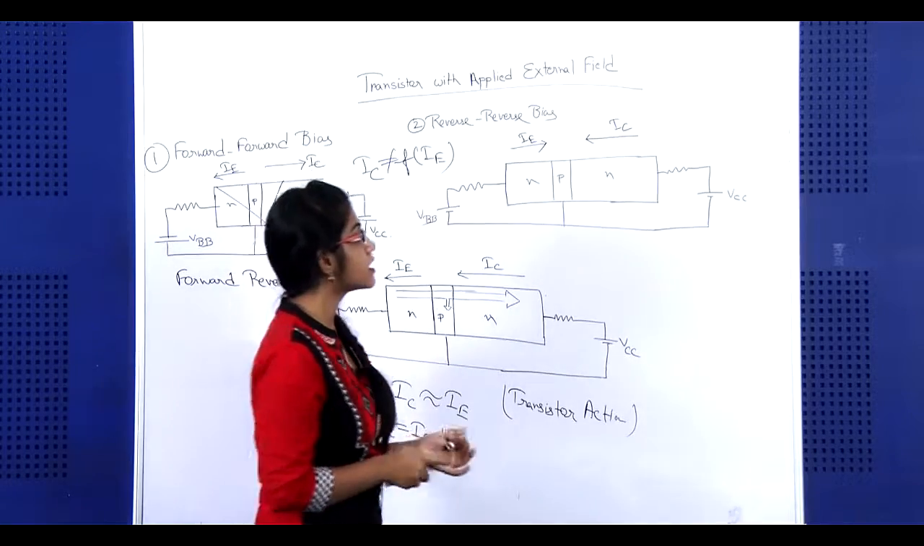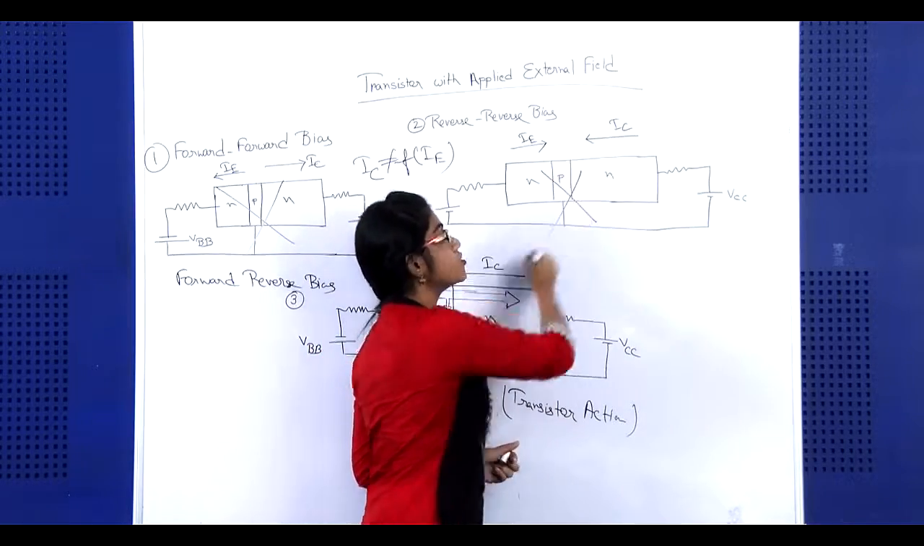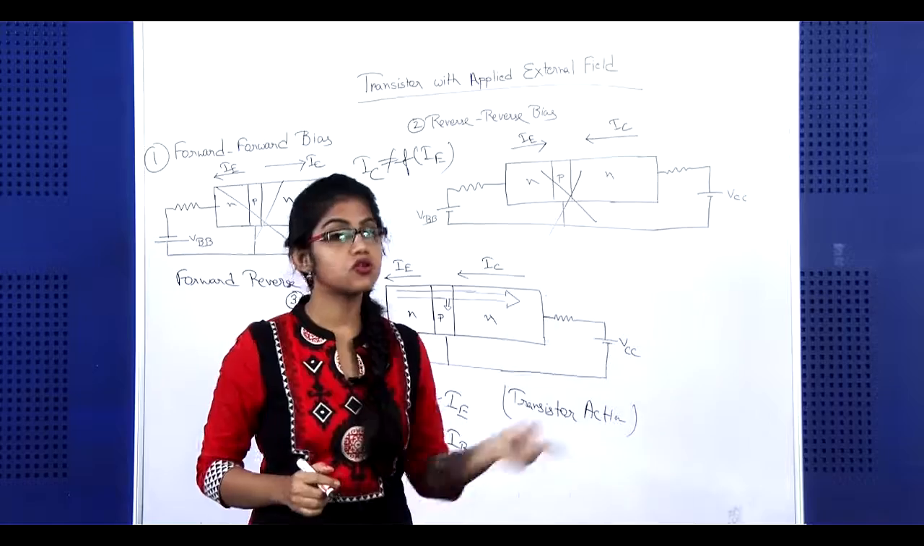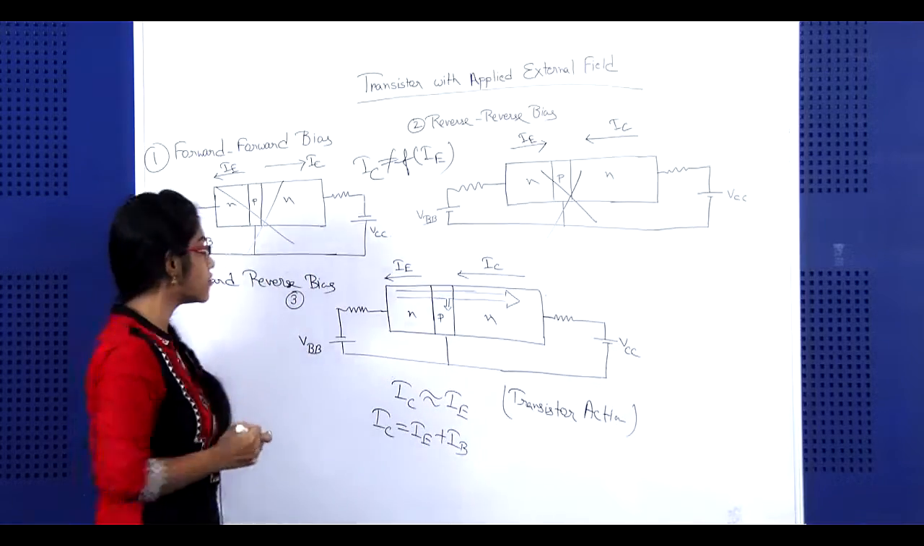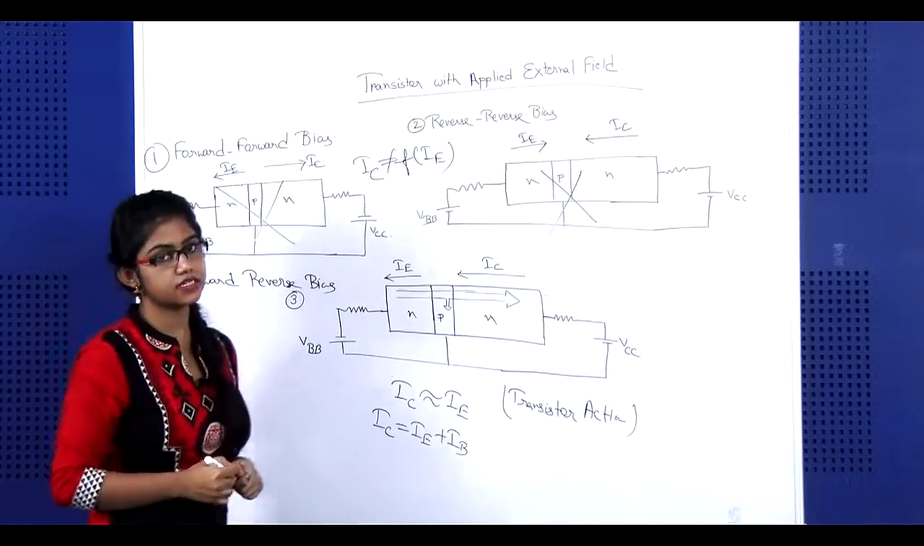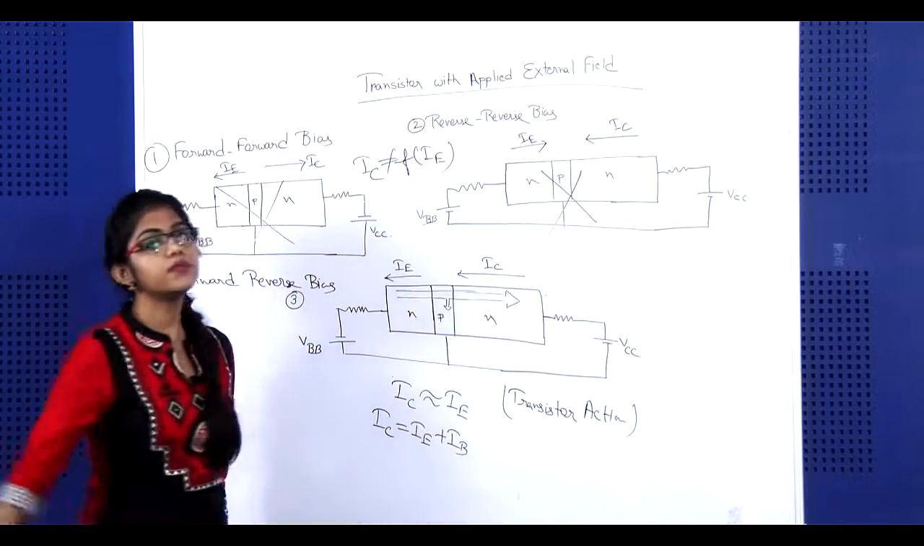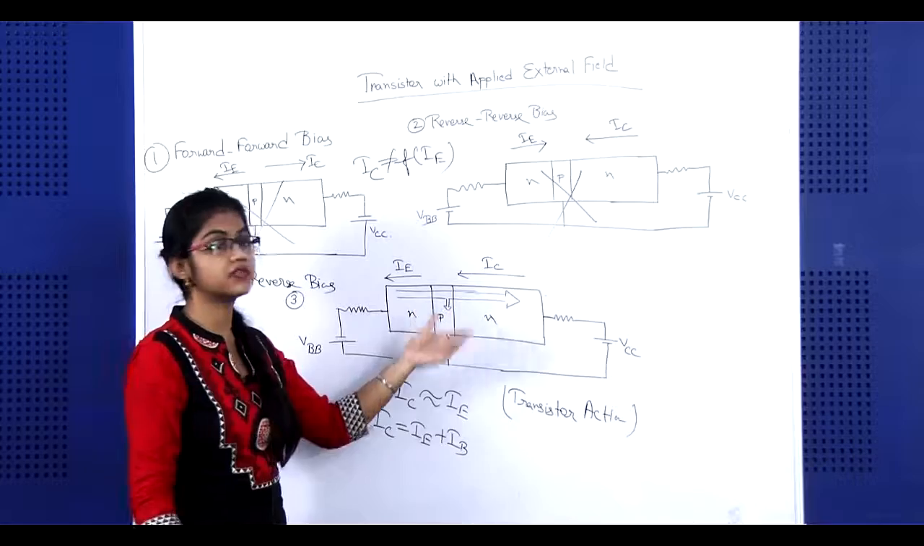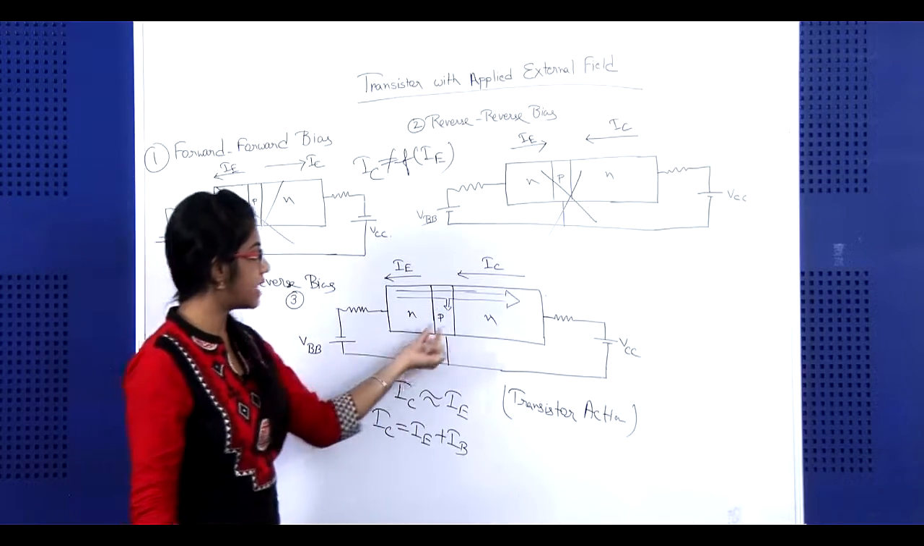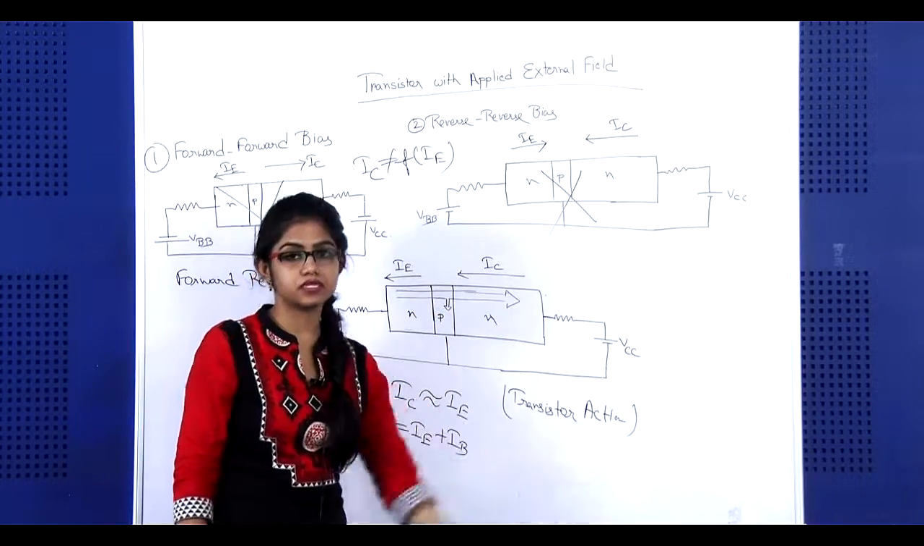So, we cannot consider this kind of circuit as an amplifier. Now go for the last one, that is the third one, the forward-reverse bias connection. Forward-reverse bias connection means that one p-n junction diode is in forward bias condition and the other p-n junction diode is in reverse bias condition.